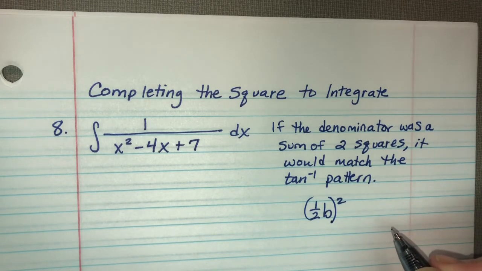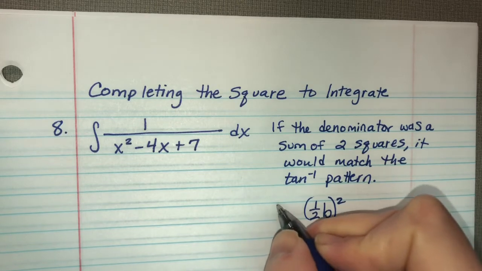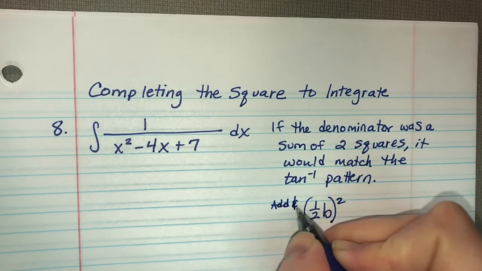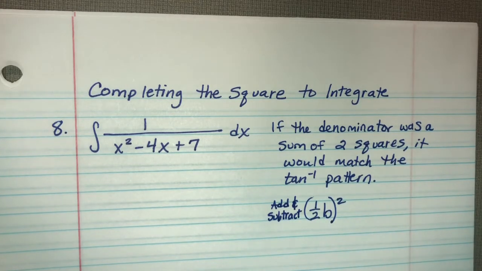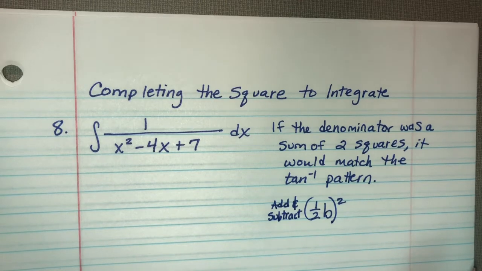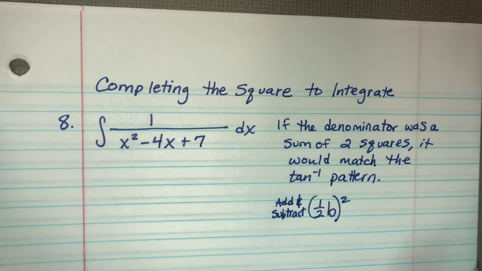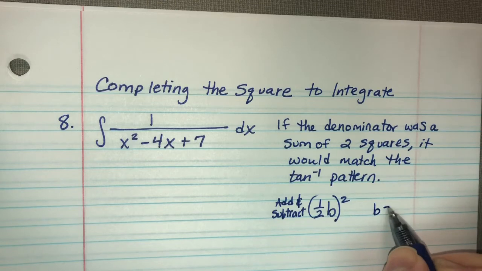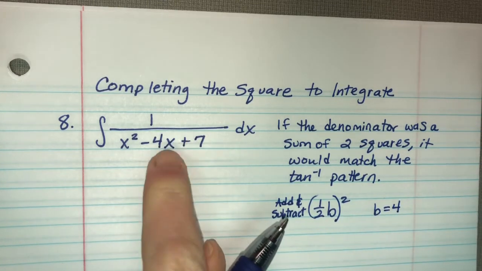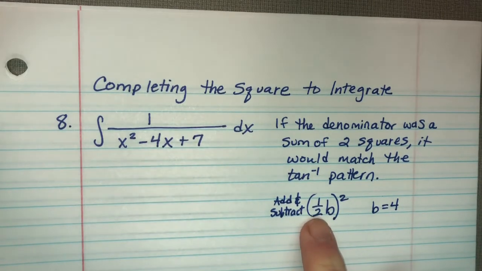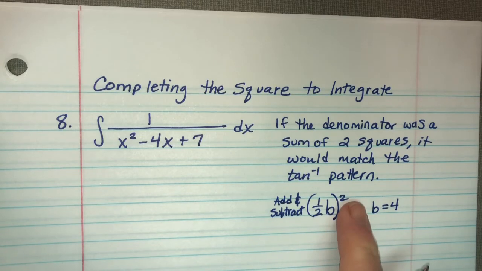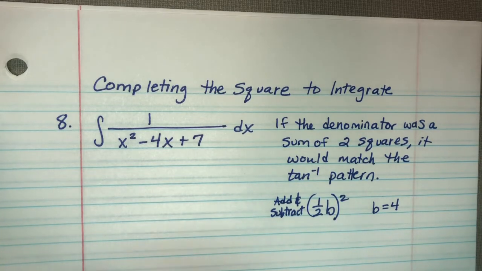So the technique that you're going to use is you are going to add and subtract. Just add it and then subtract it. Why not? If you add it and then you subtract it back away, it maintains equality. So our b value is 4. That's your coefficient of your linear term here in the denominator. So if you take 4 and divide it by 2, you get 2. And then if you square it, 2 squared is 4. So the 4 is the magical special number that we're going to add and subtract into the problem, okay?